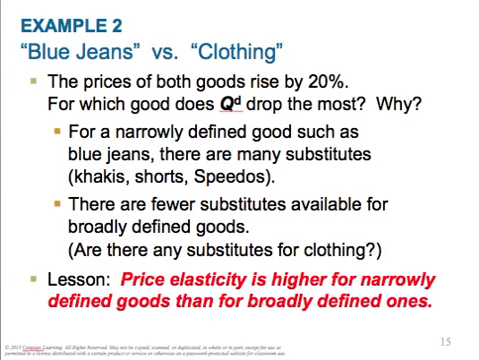Are there any substitutes for clothing? Not really. Price elasticity is higher for narrowly defined goods than broadly defined goods. So the more specific you are, the more elastic. I can replace just wearing blue jeans, I can wear khakis, whatever. But just clothing in general, there's less price elasticity.